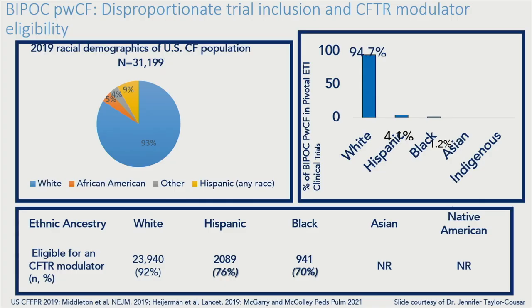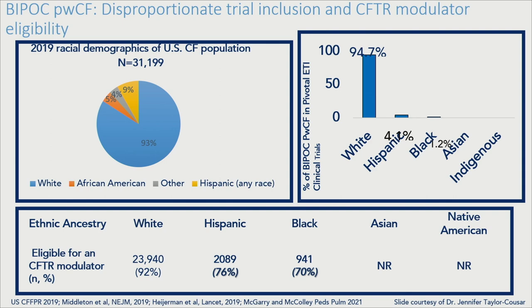This slide, which I appreciate Jennifer letting me present since she changed up her topic a bit today, displays one of those most major concerns, which is thinking about the expanding population that we may have to recruit for these therapeutic trials, including the BIPOC community with CF, which we think will have disproportionate trial inclusion compared to CFTR modulator eligibility.